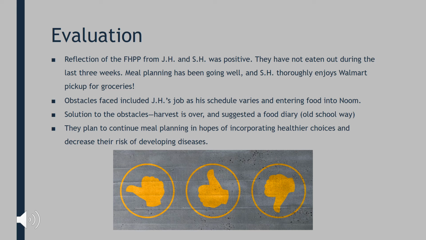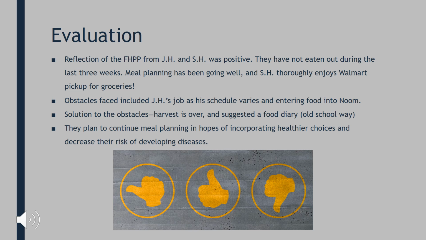The evaluation of this project took place on the 22nd, and that was when the reflection from JH and SH was shared with me, and that it was very positive. They shared that they had not eaten out during the last 3 weeks, which was huge. Meal planning has been going well for them, and SH said that she thoroughly enjoys Walmart pickup for groceries. It helps eliminate some of the temptation when you're grocery shopping and you throw stuff in your cart on an impulse buy. So it helped them that way with saving money and choosing healthier choices because everything was planned out in advance and she could just add it to the Walmart grocery app for pickup.